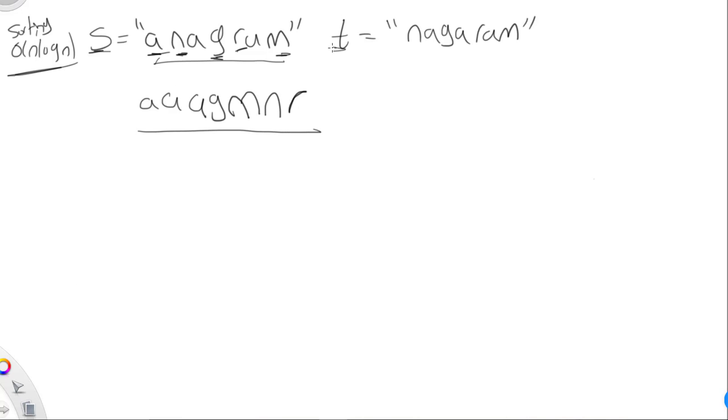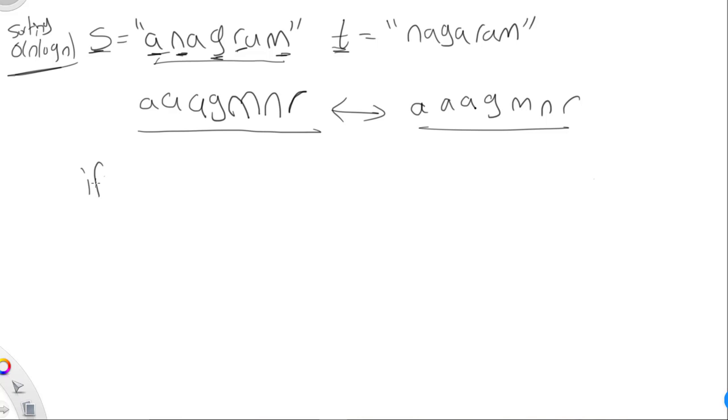What about T? If we also sort T, then we get A, then G, then M, then N, then R. So do you see any similarities between the two? And of course you do. They're exactly the same.